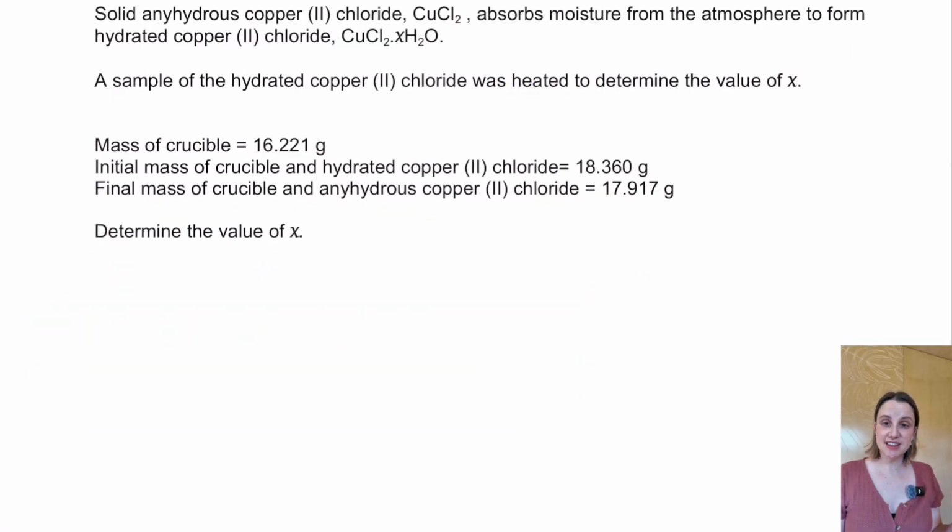Okay, so you get a question like this, which is really similar to those empirical formula questions, but it's about how we calculate the number of moles of water of crystallization within a compound. So they're saying that you've got anhydrous copper chloride, and then it can hydrate, so it can get some water stuck between that ionic lattice, but we just don't know how much water. So what we can do is we can do an experiment and a calculation to work out how much water is stuck in that lattice.